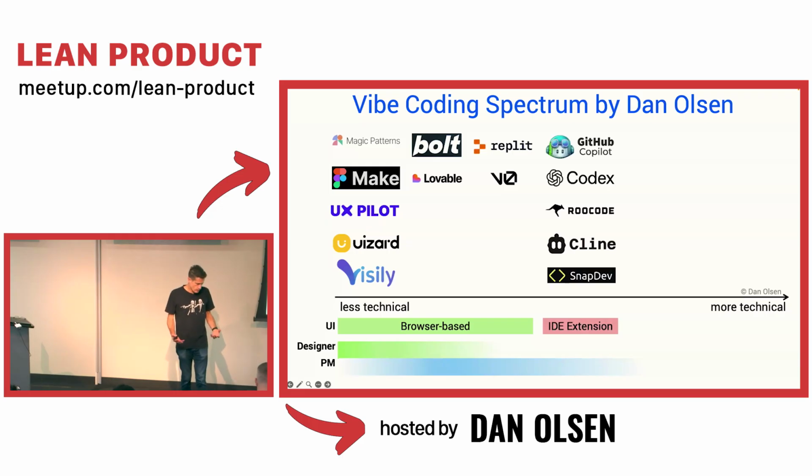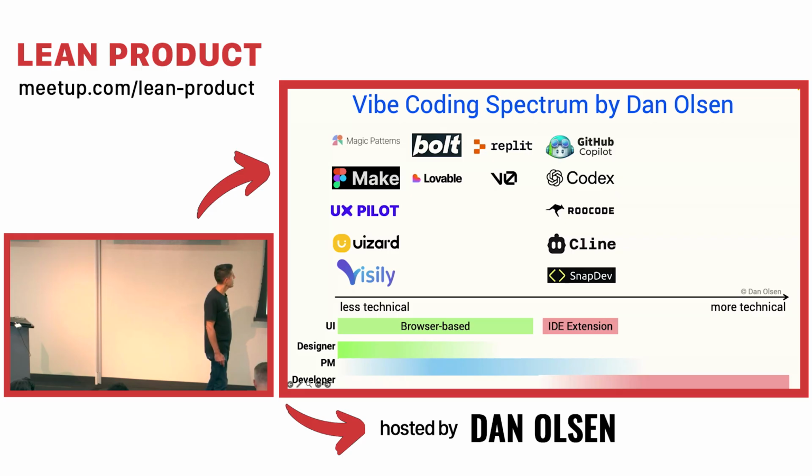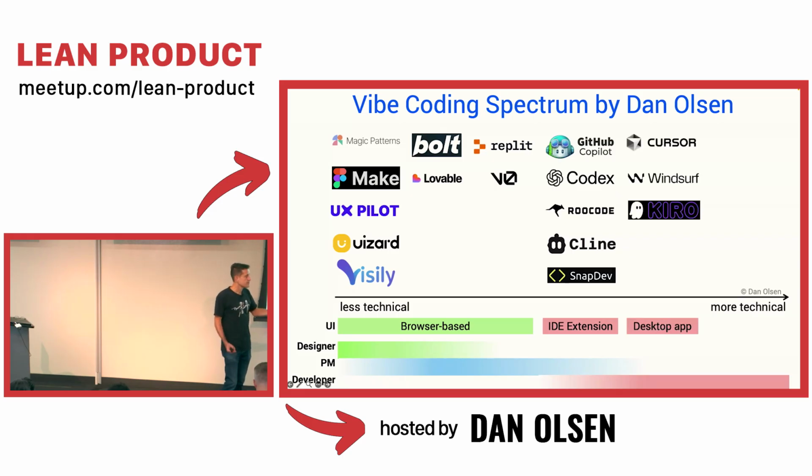And then we get to the next category, which are IDE extensions. So these are all Visual Studio Code, which is the IDE from Microsoft that a lot of people use. There are just various plugins, if you will, that you can use there, right? And now we finally get to the developer-centric tools. And the next layer up is actually a desktop app, right?